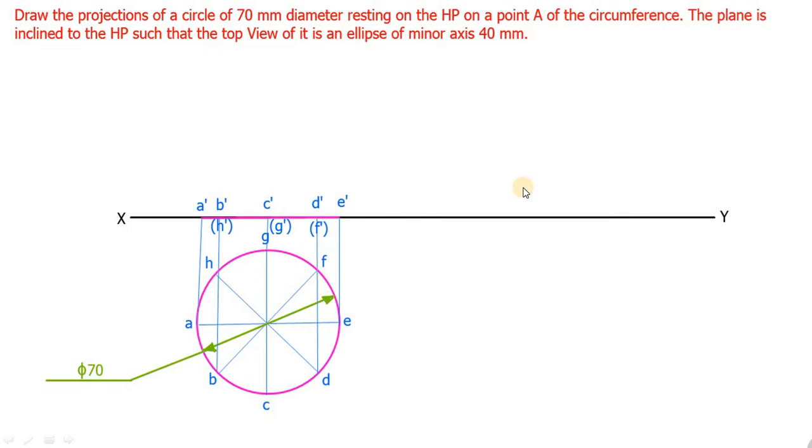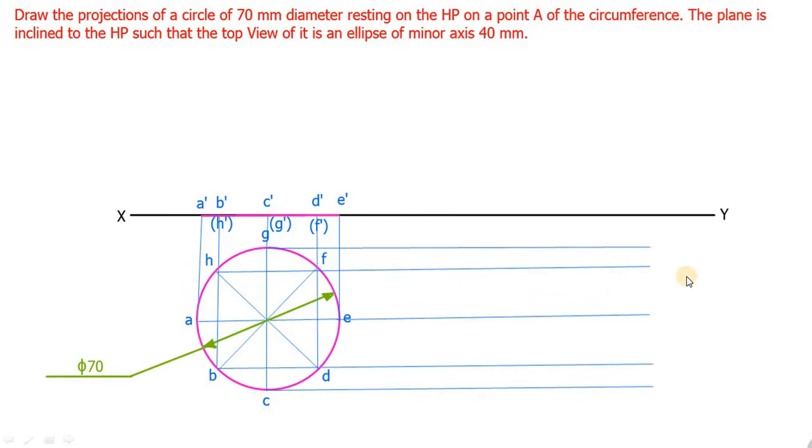If you have any doubt, you can refer to my previous videos on ellipse. It is given that the minor axis is 40. Let us use this dimension to draw the top view in the second position. For that, project all the points marked on the circumference of the circle towards the right side.